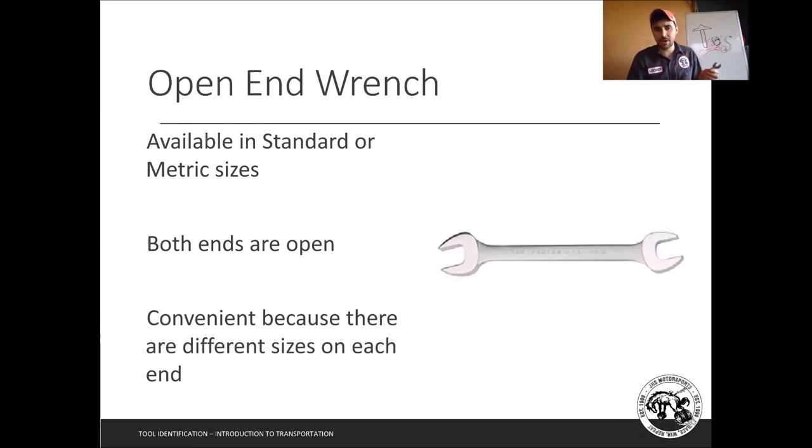Now, one thing that's been saying up there on a lot of these is available in standard or metric sizes. That's pretty much a given with tools. What you'll see here is standard is sometimes called SAE, and then you have metric sizes. Standard is inches, so we're talking about half inch, 7/16, 3/8, the fractions of an inch. With metric sizes, you're talking about a 10 mil, 11, 13, 15, 17, 19. So I'm probably not going to mention that again, even though it's going to be on a lot of the slides. So, open-ended wrench.